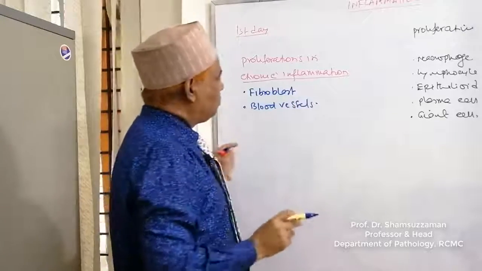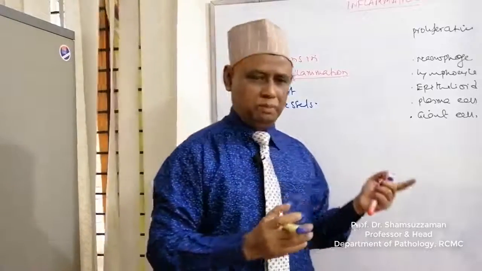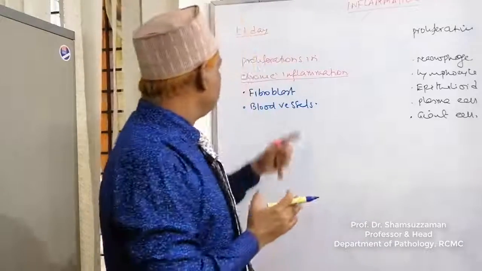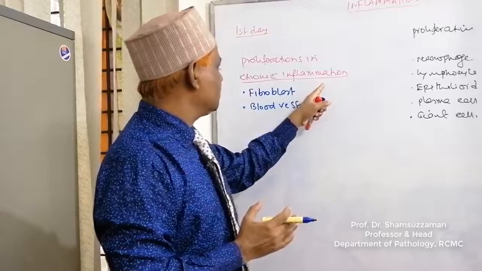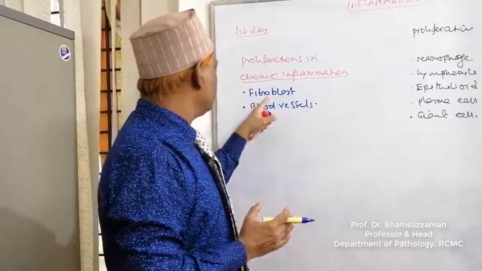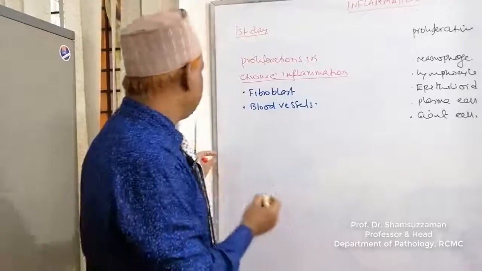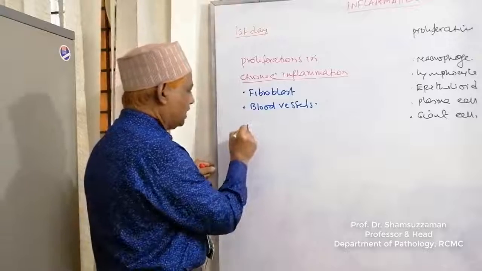We are talking about the differences between acute inflammation and chronic inflammation. And I have told you at the site of chronic inflammation there is proliferation of fibroblast and blood vessels. Now come to proliferation of blood vessel.